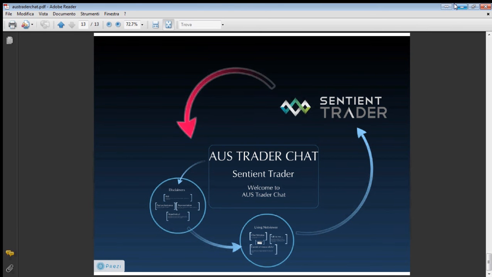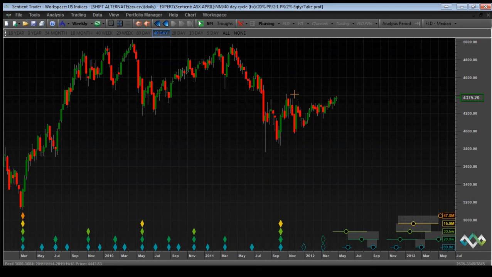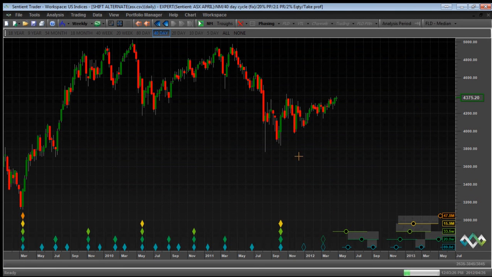So without further ado, let me switch to Sentient Trader, and let's start taking a look at the Australian market, which is, of course, the focus of the Oz Trader Chat. I'm going to be speaking about cycles that are playing out in the Australian market according to the analysis that's been performed in Sentient Trader. If at any point you have any questions, please pop them into the chat window, and I will do my best to answer them.